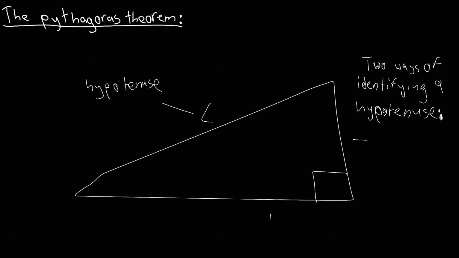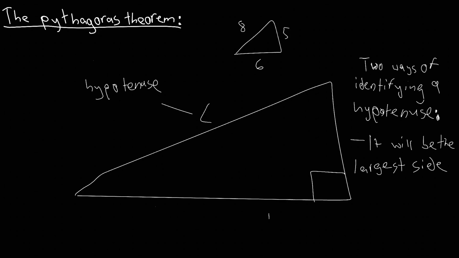So there are two ways of identifying a hypotenuse in a right angle triangle. The first way is that it will be the largest side. So if I have this right angle triangle over here on the top and I have 6, 5, and 8, I know that this 8 is my hypotenuse as it is the largest side.